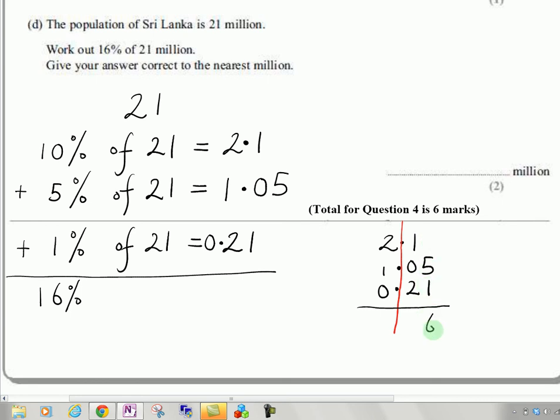Last column. Mustn't forget the decimal point. So the correct answer is 3.36 million.